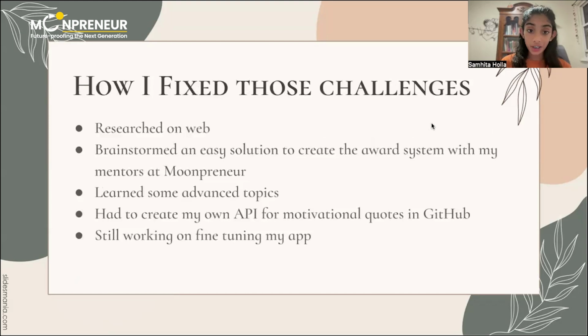Nevertheless, I fixed those challenges. So how did I do that? Well, I researched on the web, I brainstormed an easy solution to create the award system with my mentors at Moonpreneur, and I learned some advanced topics for my advanced problems, and I had to create my own API for motivational quotes in GitHub. And of course, I'm still working on fine-tuning my app.